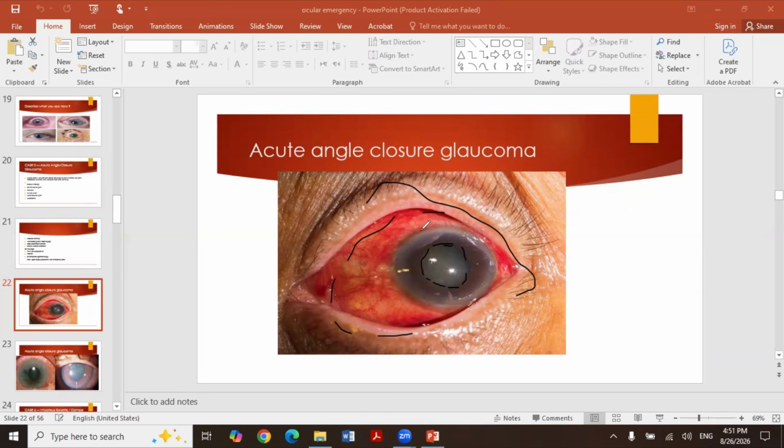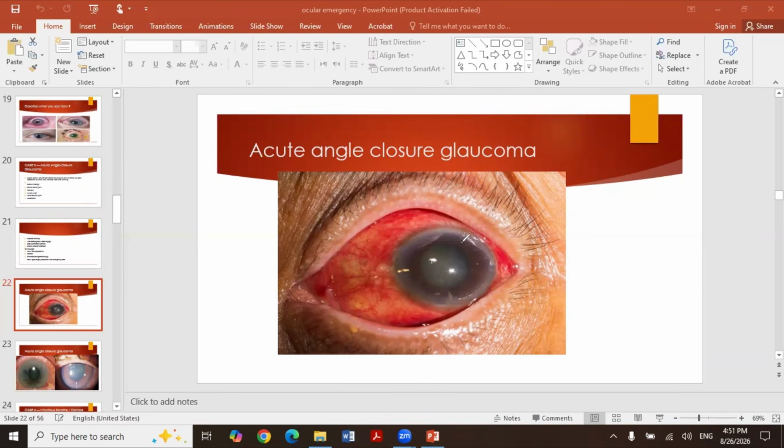eye with a mid-dilated pupil. Another thing, the cornea. The cornea is edematous and hazy. Mostly he complains, I can't see, with a severely injected eye, and the pain is very, very severe. And here there is another trick.